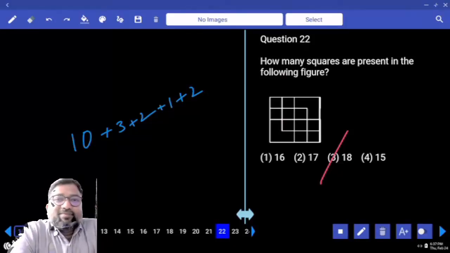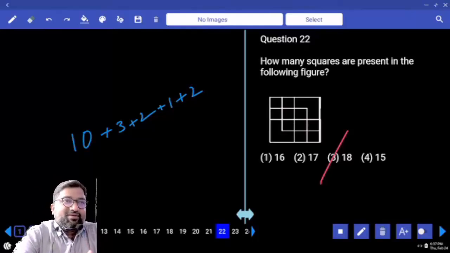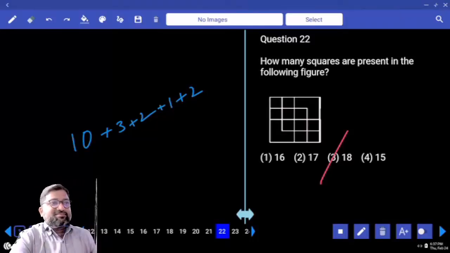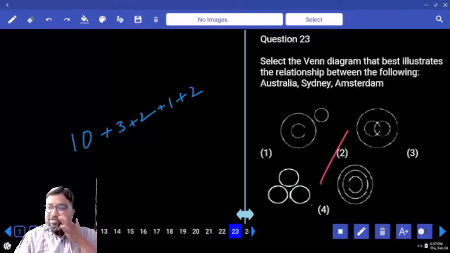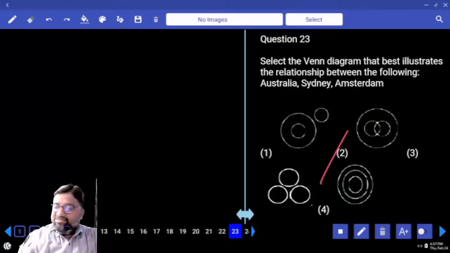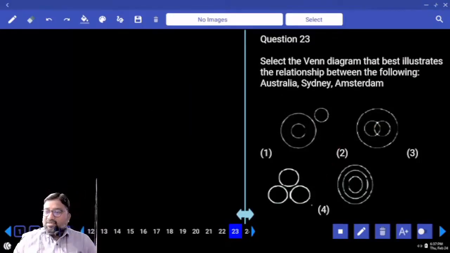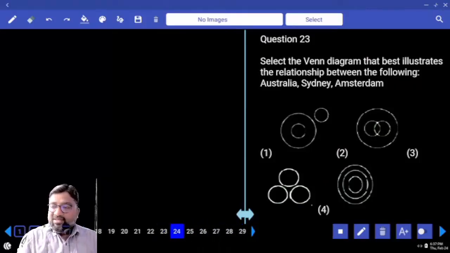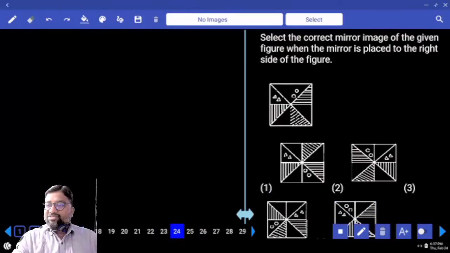You can feel happy anamata. Endukante danikante pedda number lane levu kada. Avuna kada? Adi. 23. Come on. Australia, Sydney, Amsterdam. First option. Sydney is a city in Australia. Amsterdam, the Netherlands. Done. Next.